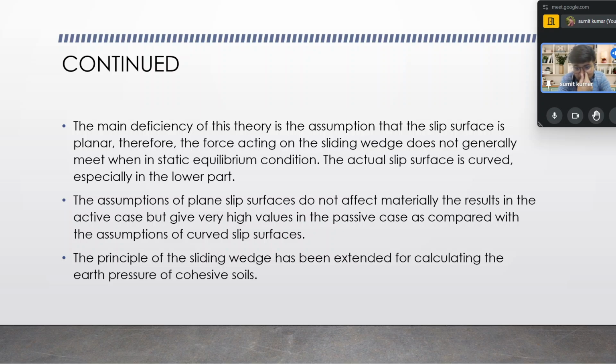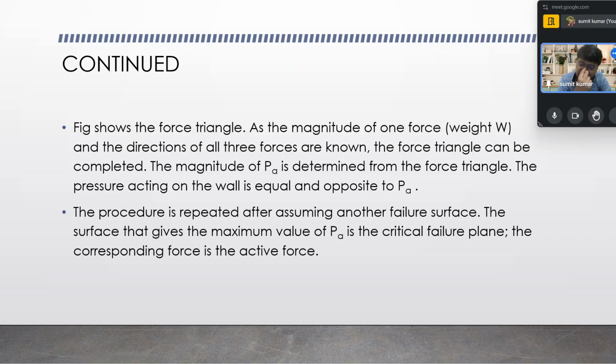The principle of the sliding wedge has been extended for calculating the earth pressure for cohesive soil. In the figure which is going to be represented next, the force triangle gets formed. As the magnitude of one force, that is the weight, and the directions of all three forces are known, the force triangle can be formed. Using the sine triangle concept, in which the length and the angle are related by sine theta, we complete our calculation.